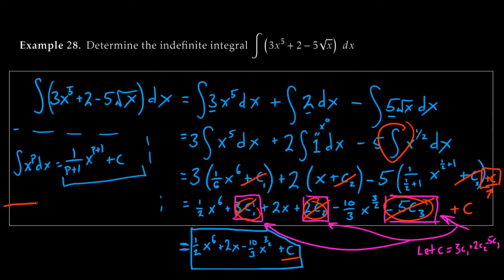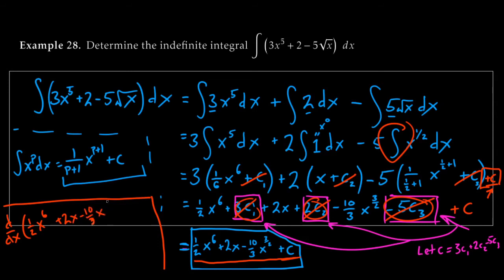And even better, here's one last thing to end this problem with. Integrals, or at least indefinite integrals, are very nice, because they come built in with a way for you to know whether or not you got the answer right. You can check your work with almost no effort, because all you have to do to know that this answer down here is right is take a derivative. So, d/dx of 1/2 times x to the 6 plus 2x minus 10 over 3 x to the 3/2 plus c.